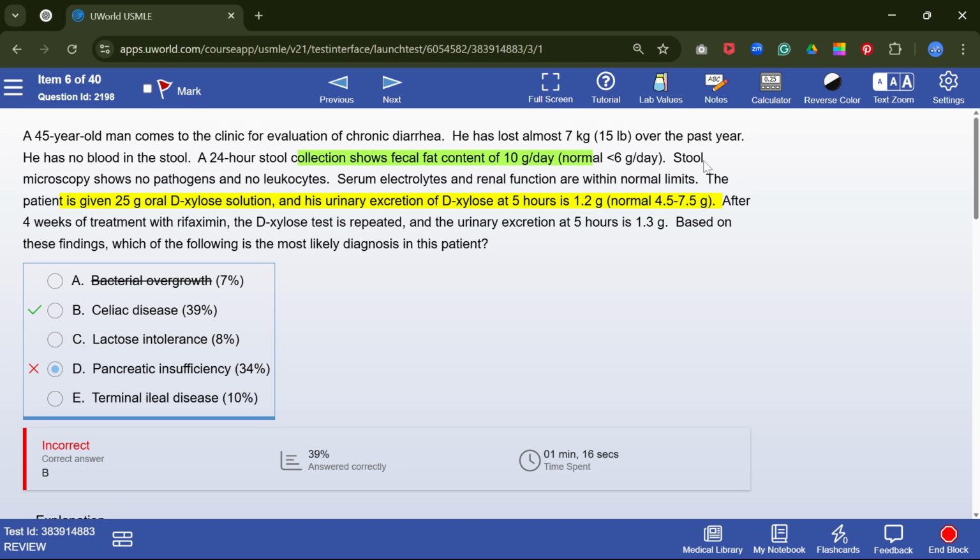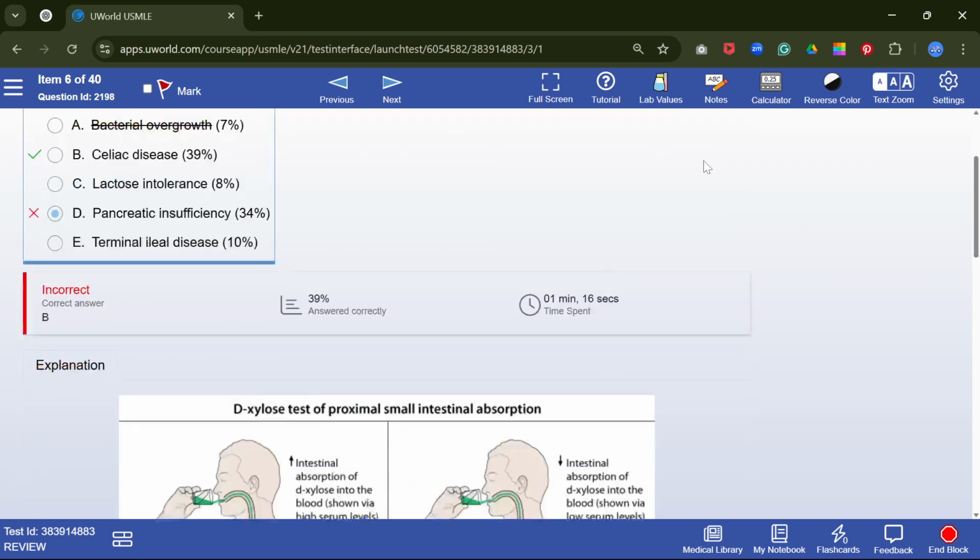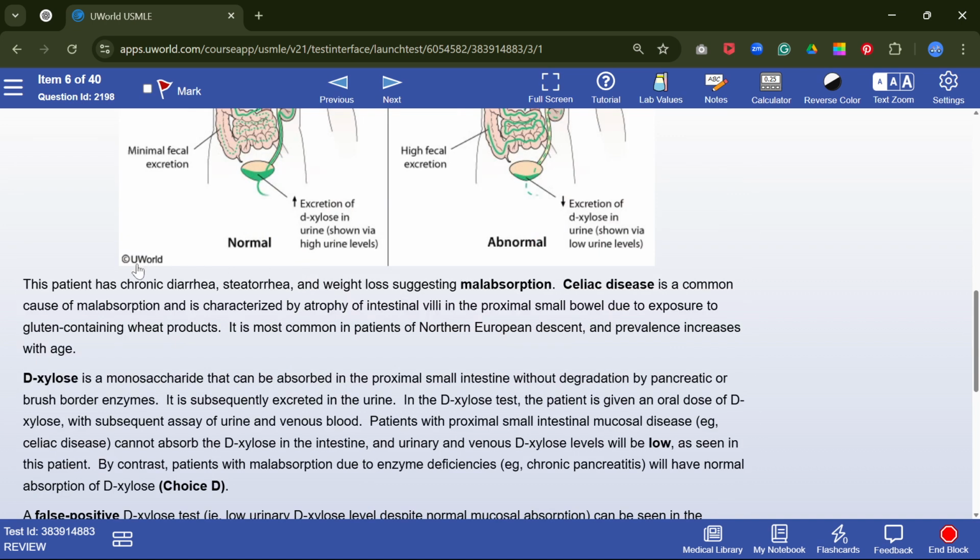Looks like celiac disease. This patient has chronic diarrhea, steatorrhea, and weight loss suggesting malabsorption. Celiac disease is a common cause of malabsorption, characterized by atrophy of the intestinal villi in the proximal small bowel due to exposure to gluten-containing wheat products. It is common in patients of northern descent and prevalence increases with age.